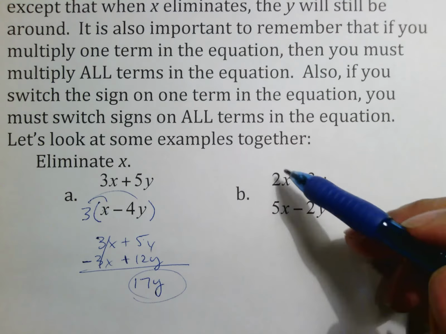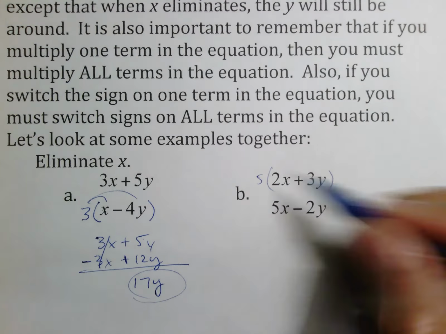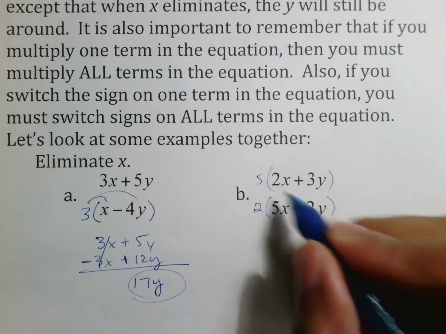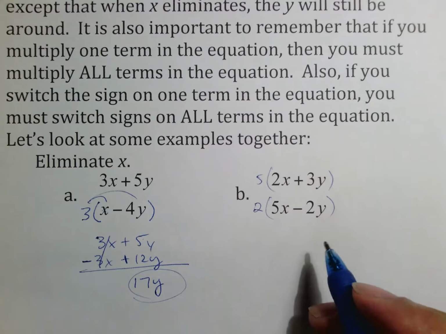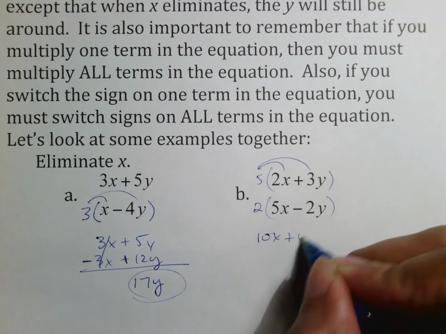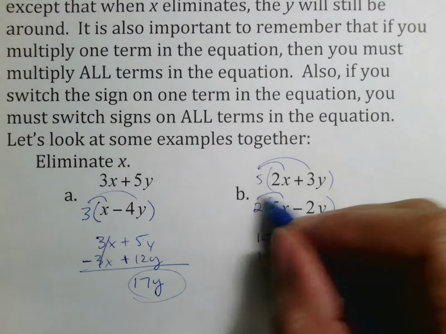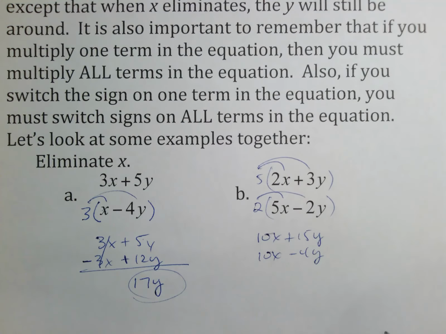Again, focusing only on the x's, there's a 2 and a 5. I'm going to bring my 5 up. I'm going to bring my 2 down because these two meet at 10. I'm going to distribute, and distribute carefully. 10x plus 15y. This makes 10x minus 4y.